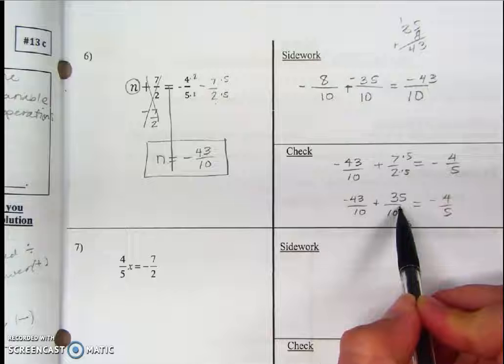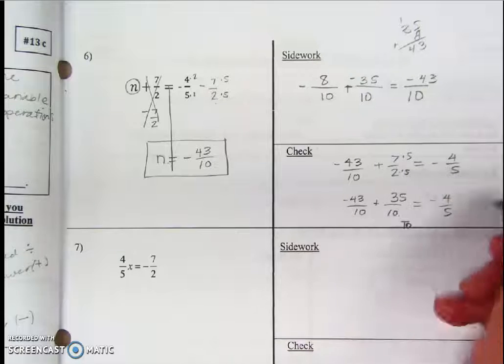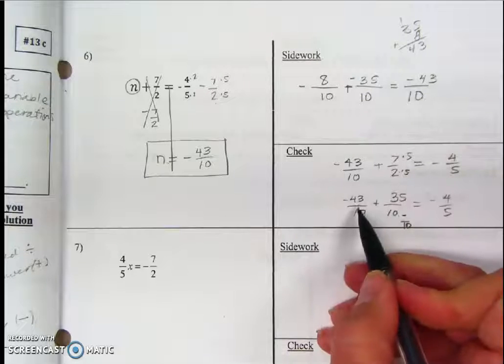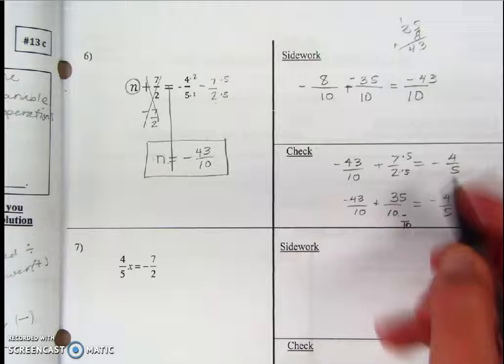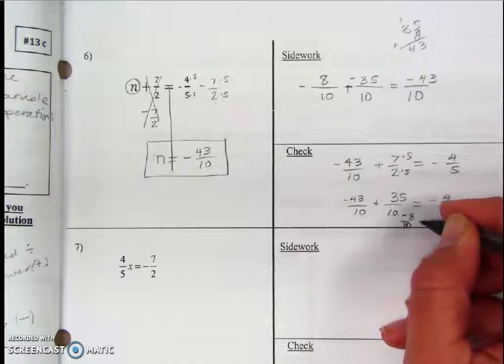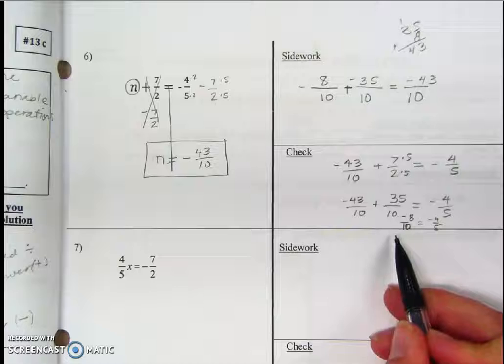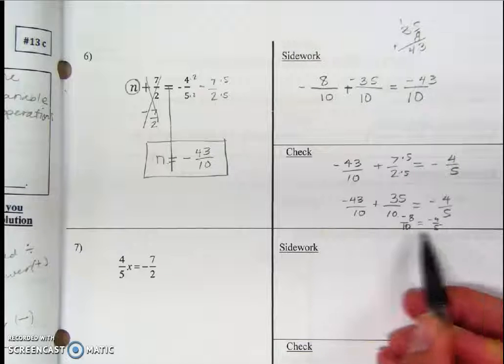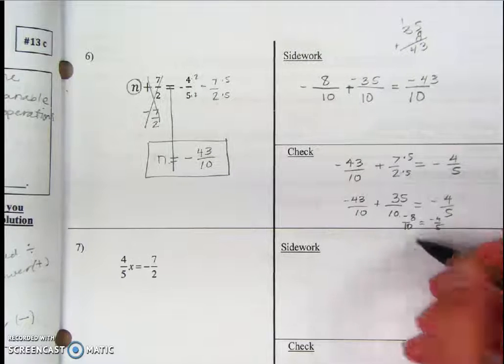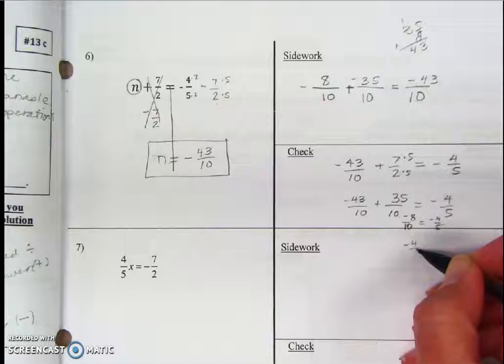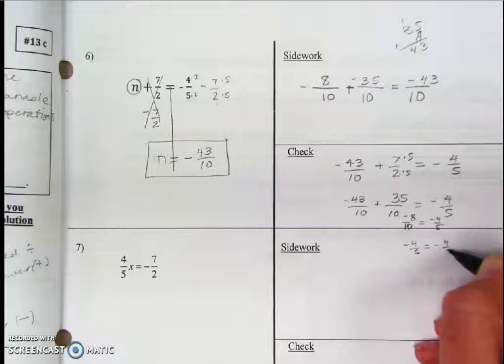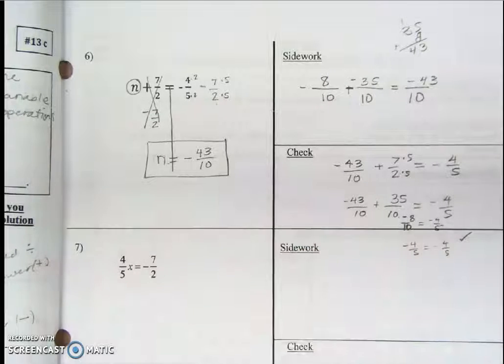Negative 43 plus 35. Do I have more negatives or more positives? Well, I have more negatives. And I would subtract. So 43 minus 35 should give us 8. Equals negative 4/5. Now, wait a minute. I'm supposed to get negative 4/5. What happened here? We just have to reduce. Negative 8 tenths reduces down to negative 4/5. Since that checks out, I know our answer is correct.